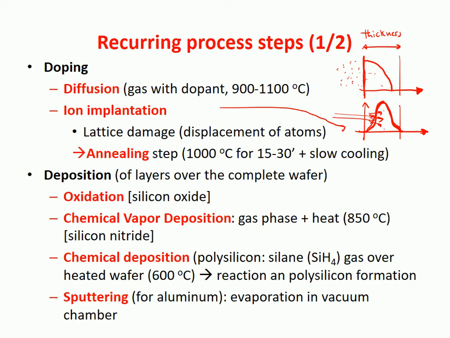Okay. Of course, in order to do this process, you can use some layer as a mask. So you need to pattern the silicon wafer by leaving, for example, some hardened photoresist, as I've shown you before. And this hardened photoresist acts as a barrier to diffusion or as a barrier to ion implantation, so that one can have a pattern onto the silicon wafer. Okay.